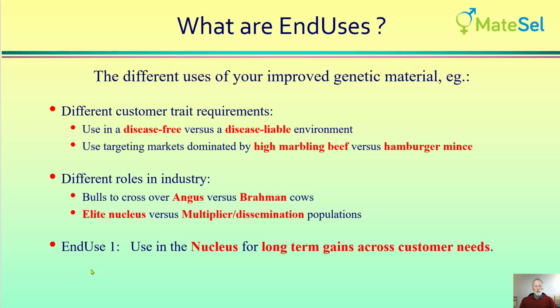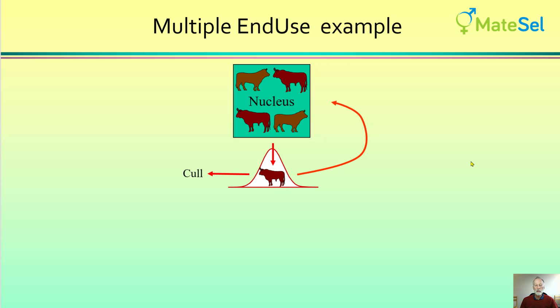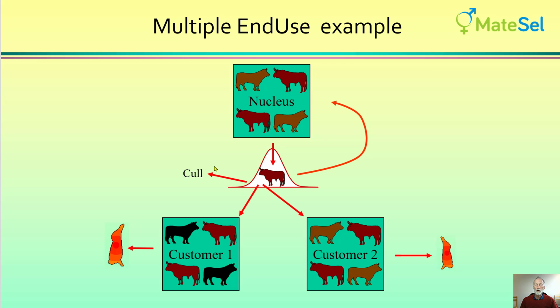The key end use, which we number end use 1, is the nucleus, and that was the one where long-term genetic gains are required across all customer needs. And here's a nucleus that's producing young stock, and these young stock are either selected back into the nucleus or they are culled, or indeed they are disseminated to customers. In this example, customer 1 is targeting a market that requires large carcasses, and customer 2 is targeting a market requiring small carcasses. And so there are differences in trait requirements between the customers.